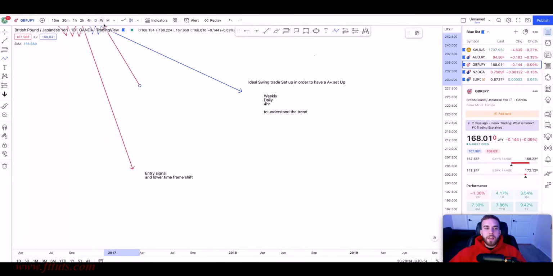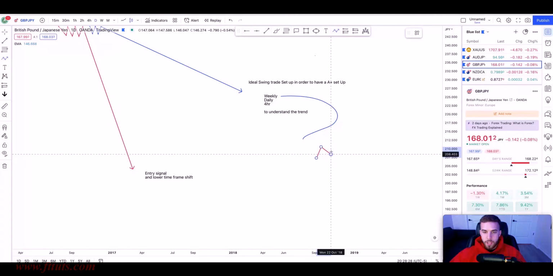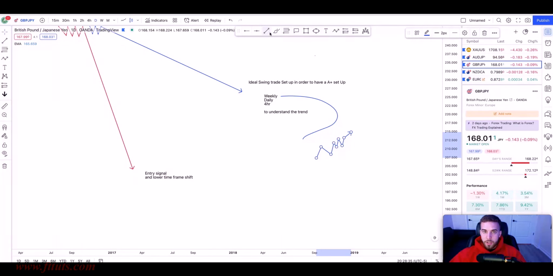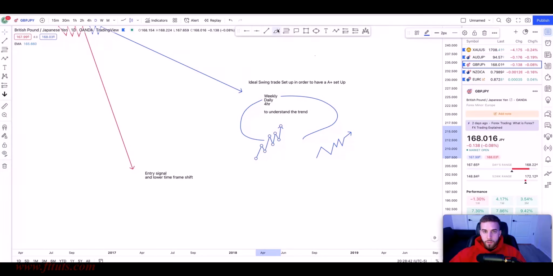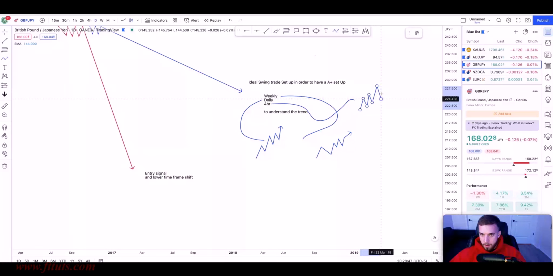The weekly time frame, the daily time frame, and the 4-hour, as you can see, they're sectioned off here. These are the time frames you want to understand for the trend. So you want the weekly time frame, let's just mark it off here. This is to understand whether the weekly time frame is bullish or bearish. This is to understand whether the daily is bullish or bearish. And this is for the 4-hour to understand whether it is bullish or bearish.